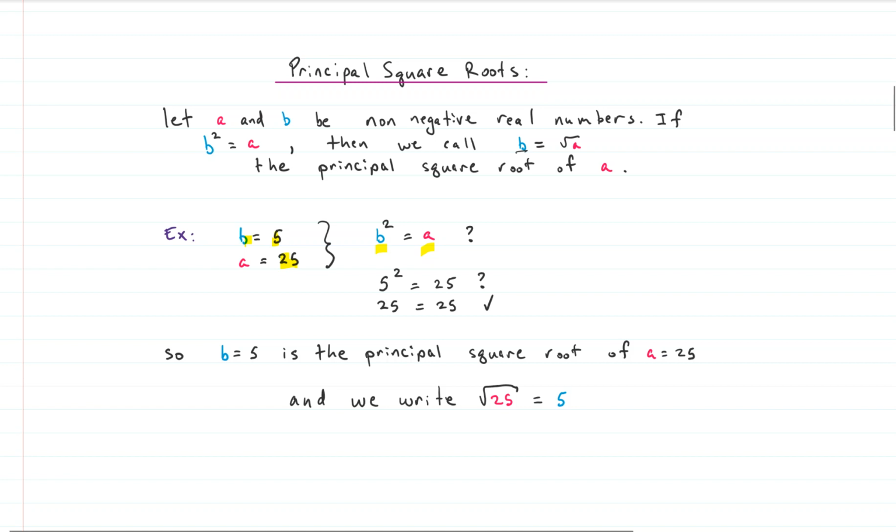So does 5 squared equal 25? And the answer is yes, it does. So we can see that 5 is the principal square root of a, and this is how we write it. We have this little radical symbol, and we have 25 underneath, and that equals 5. So we say 5 is the principal square root of 25.